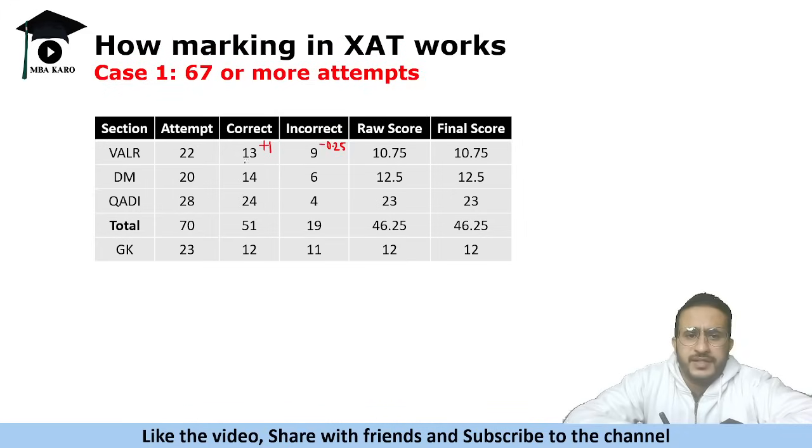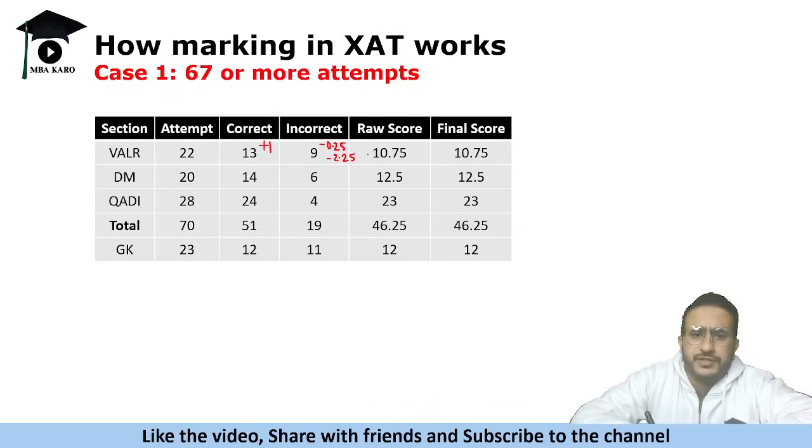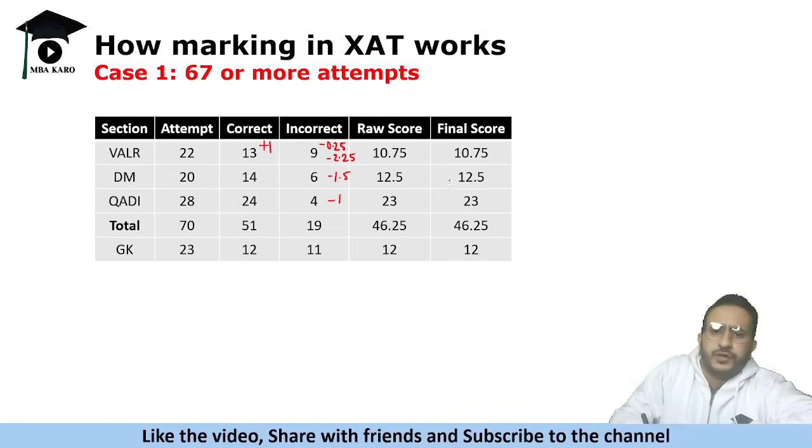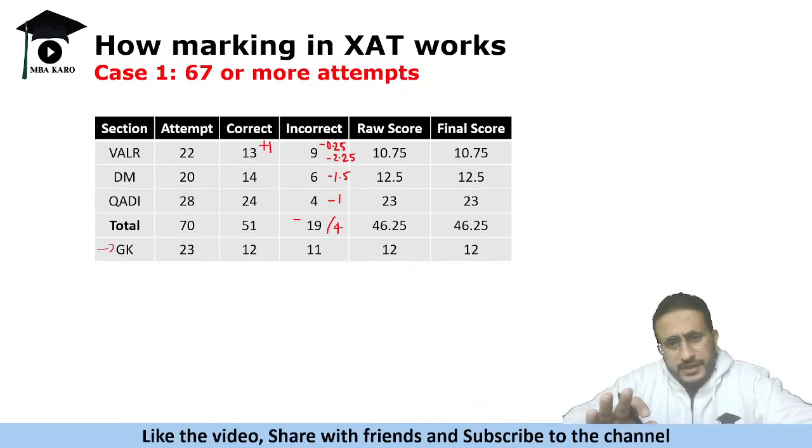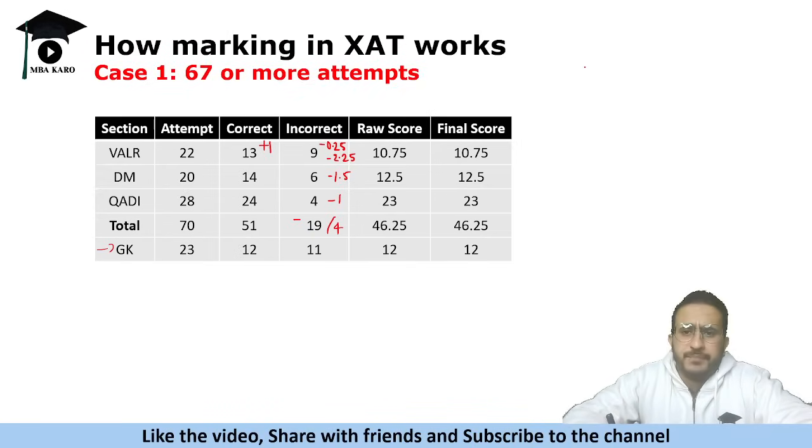So let's say in this example, a person gets 13 marks and loses 2.25, so the raw score is 10.75. Another person loses 6 incorrect, that is minus 1.5, so the net score will be 12.5 minus 1, net score 23. So the final score will be correct minus one-fourth of incorrect. That will be the final score, and GK does not matter. This was a simple thing, plus 1 for correct and minus 0.25 for incorrect questions, right?